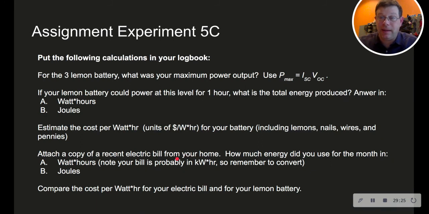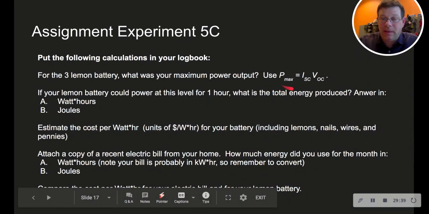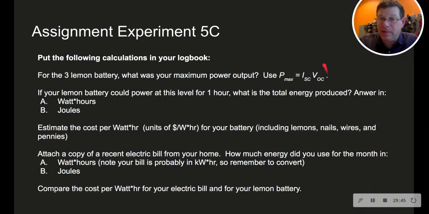Okay, here's the final assignment of Chapter 1. It's a series of equations I would like you to put in your logbook. For starters, I'd like you to go back and take the data that you just collected in experiment 5B on the 3-lemon battery. The maximum power output from your battery we can estimate to be the short circuit current times the open circuit voltage. It's the maximum power that your battery can produce. In reality, the max power actually produced is always less than this, because typically there is a resistor. It's not just a short circuit or an open circuit.